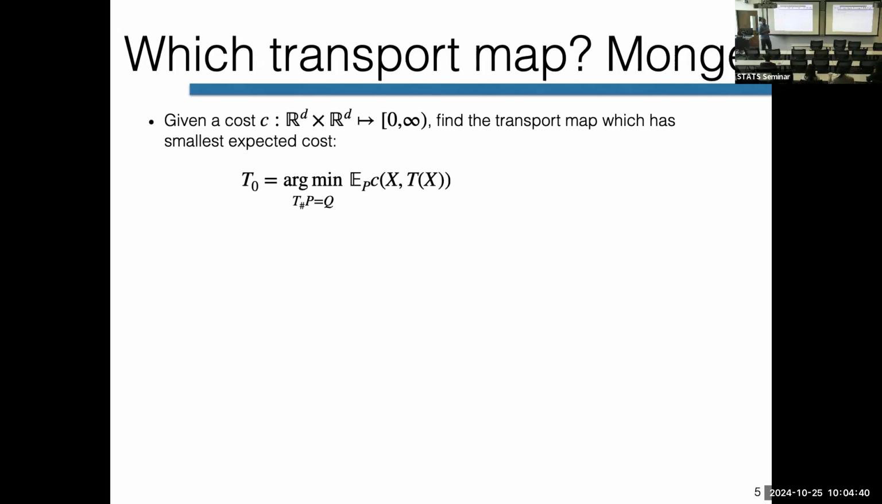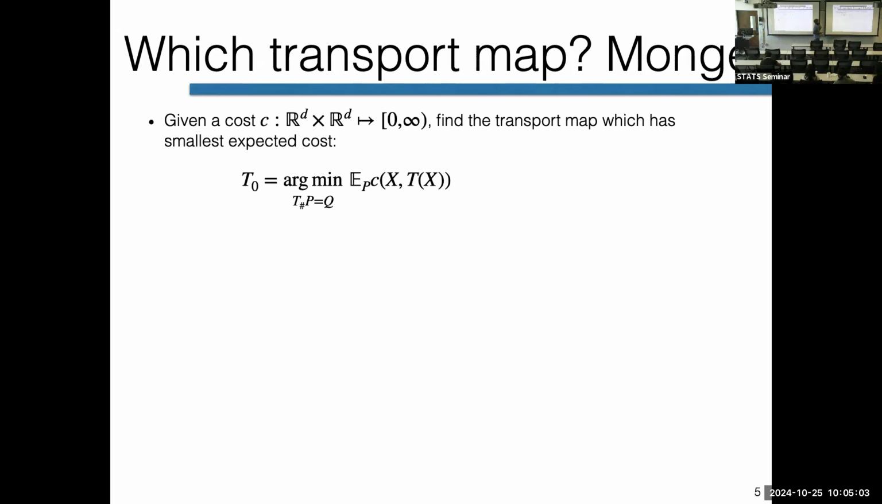And so he said, okay, there are potentially many such maps, and what you should do is the following thing. You should specify what is called a cost. A cost is how much it costs me to move something from a point x to a point T of x, right? So my transport map is going to do this movement for me. I will assign to it some cost. And for now, you should think of something like the distance between x and T of x as the cost.